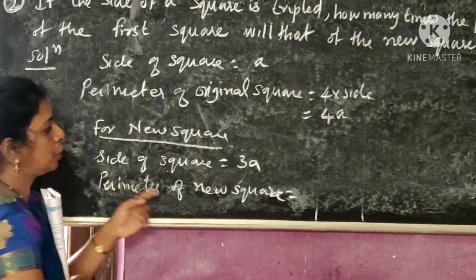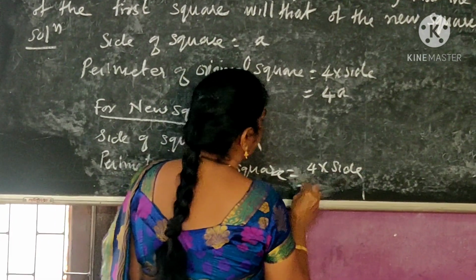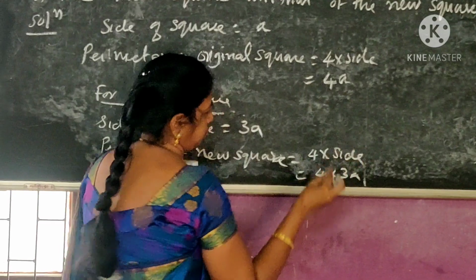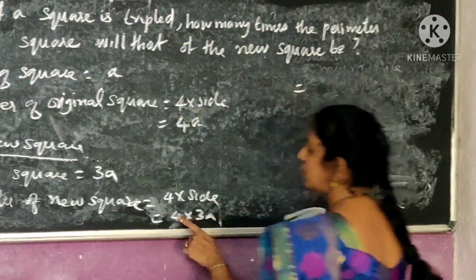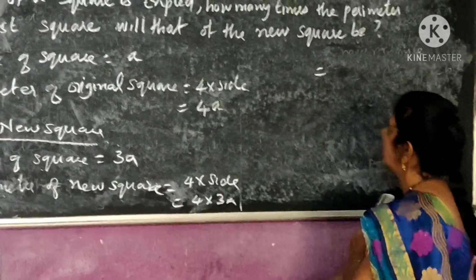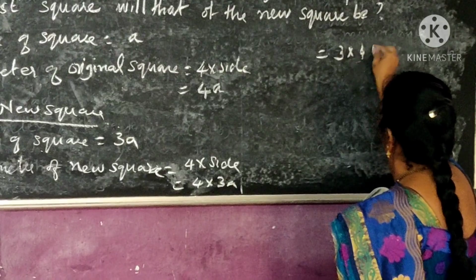So perimeter of new square is what? 4 into side. What is the side? 3A. So 4 into 3A. Now if you see, 4 into 3A is 12A. 3 into 4 is also 12A. So I am going to exchange it as 3 into 4A.